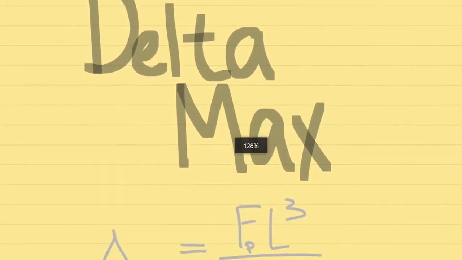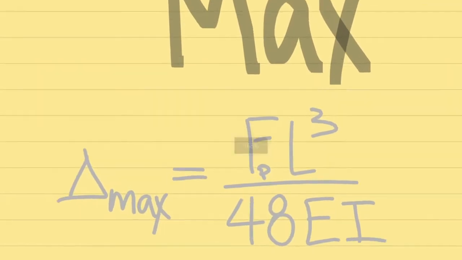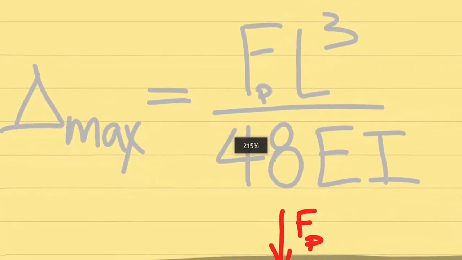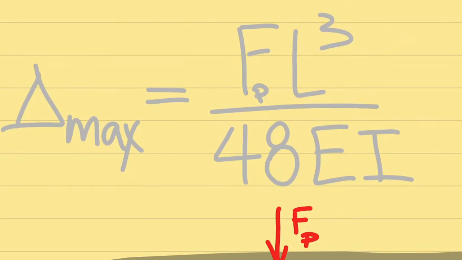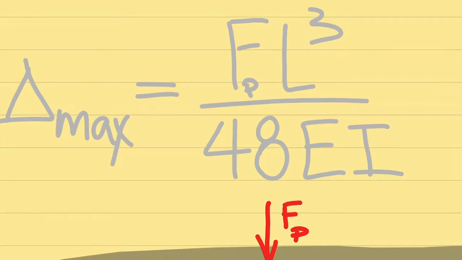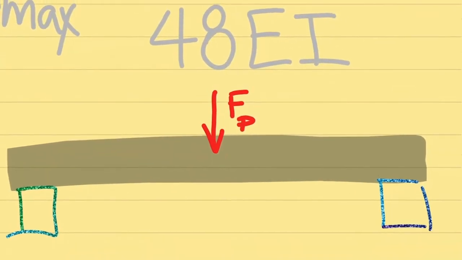Okay, here we go. Our formula for this is delta max is equal to a point force. This is not to be confused with the axial force. It's a point force times the length cubed divided by 48 times the elasticity times the moment of inertia of that beam.